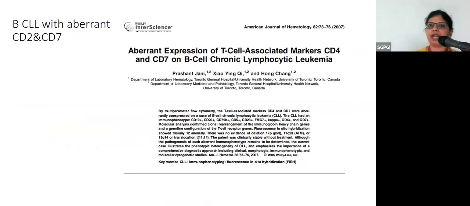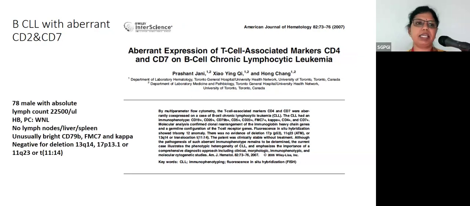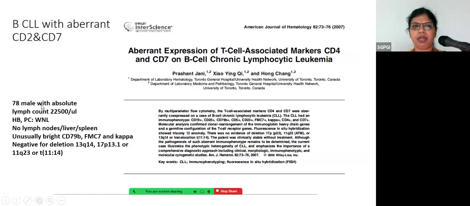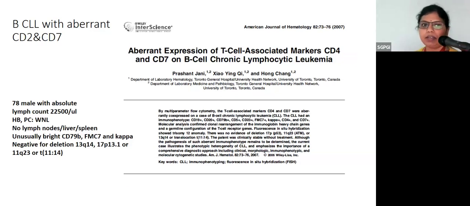Another case which we could find in the literature was of combined aberrant expression of CD4 and 7 on BCLL. This was again a case of an elderly male, a 78-year-old male. Again, the clinical presentation didn't have any significant abnormality, but the immunophenotype did show some unusual expressions in the form of bright CD79B, which we know usually CLLs are negative for. The case also had FMC7 and a bright kappa, and there was no abnormality detected in the FISH.